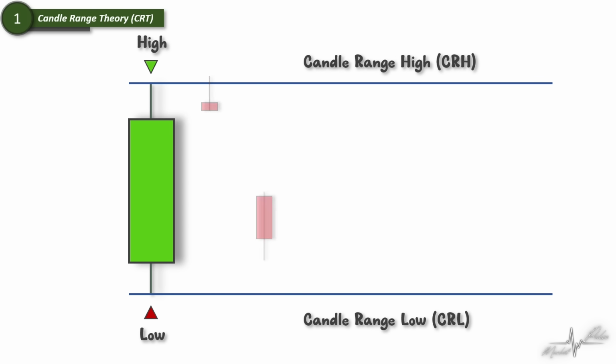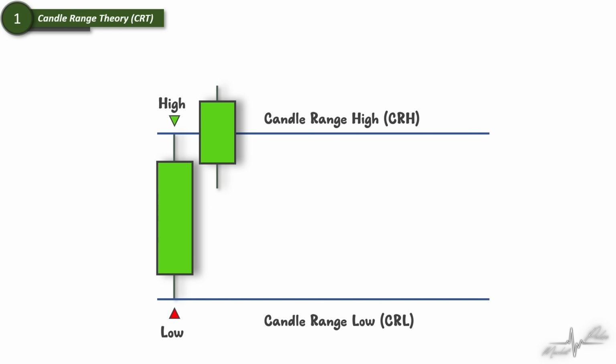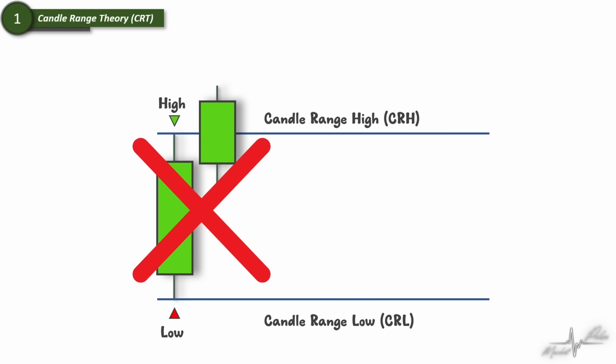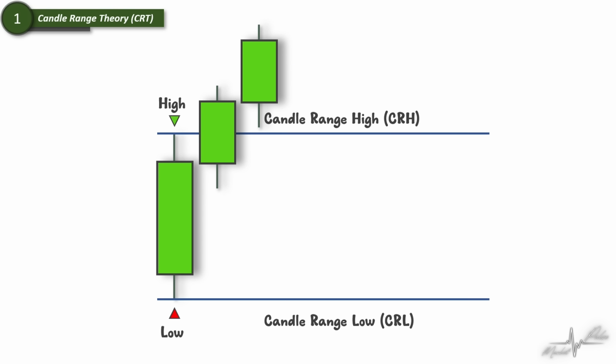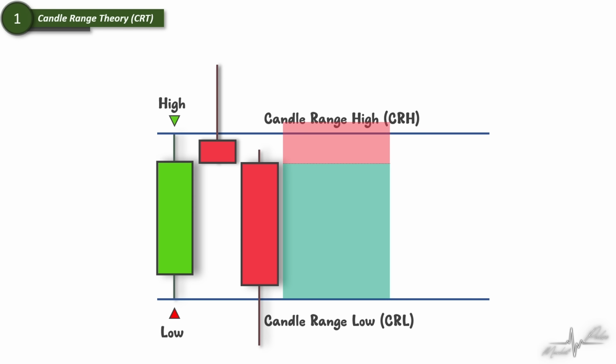If instead we see the second candle close above the CRH, then the potential candle range theory setup becomes invalid. This is because it's more likely that the market will continue pushing upward rather than targeting the low of the first candle's range. However, if the criteria are met and the second candle fails to close above the candle range high, we can then look to the third candle for a potential short setup, with our target being the candle range low.